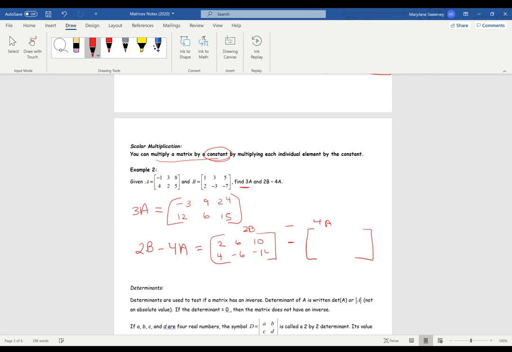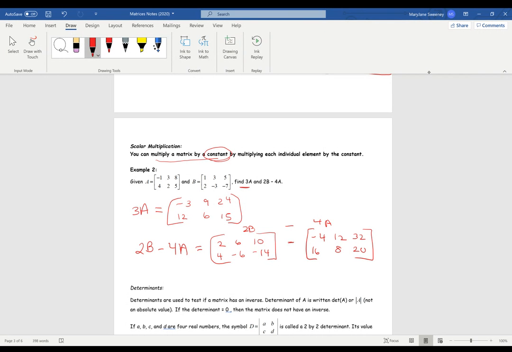-6, -14. Okay, then I'm going to take matrix A, multiply everything in matrix A by 4. So -4. 3 times 4, 12. 8 times 4, 32. 4 times 4, 16. 2 times 4, 8. And 5 times 4, 20.